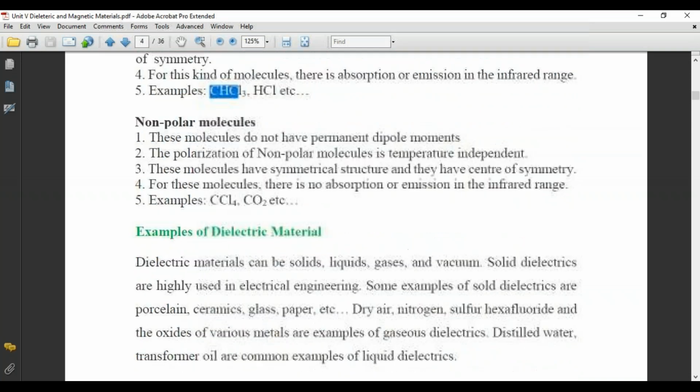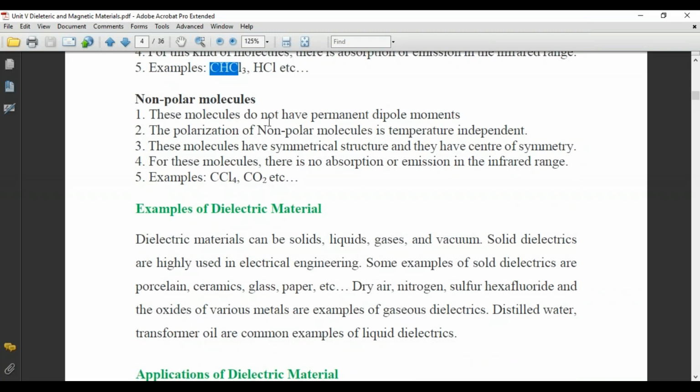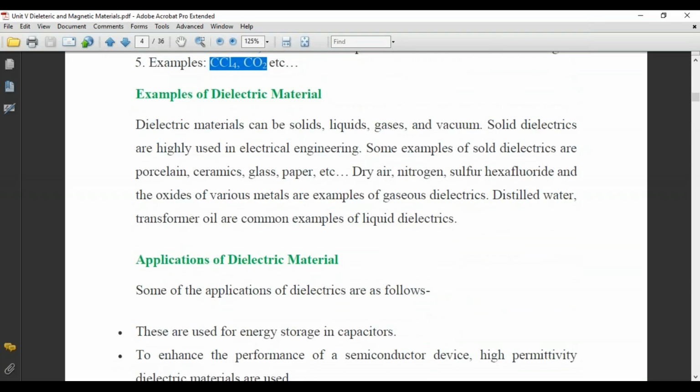So what are non-polar molecules? These molecules do not have a permanent dipole moment. The polarization of non-polar molecules is temperature independent. These molecules have a symmetrical structure and they have a center of symmetry. Center of symmetry means positive charge and negative charge coinciding. For these molecules, there is no absorption or emission in the infrared range. These are the examples of non-polar molecules.